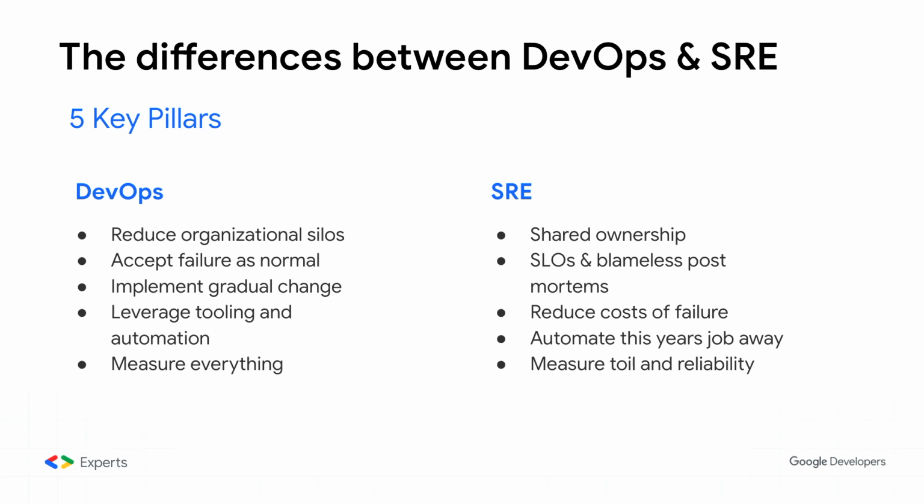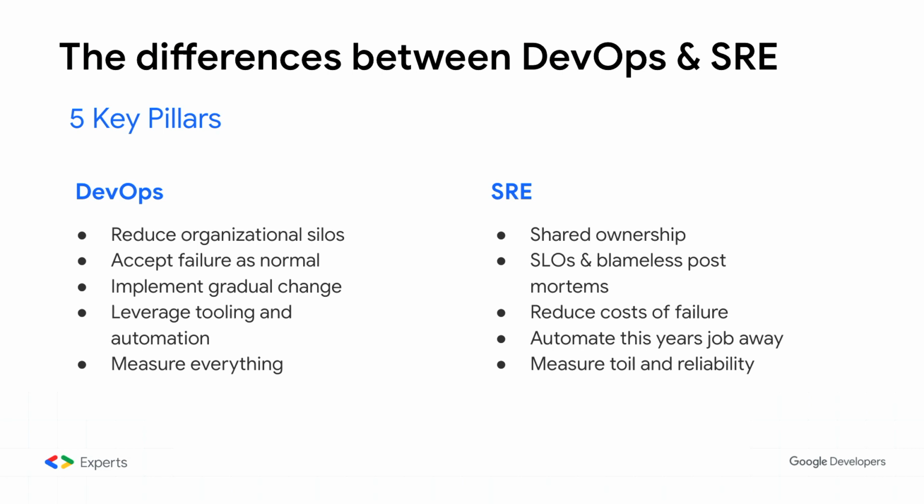With SLOs, SRE implements SLOs, service level objectives, and blameless postmortems. So if something does go wrong, we sit together as a team, we have a look at what happened, we find out the root cause, and we take action on those issues so that it doesn't happen again.